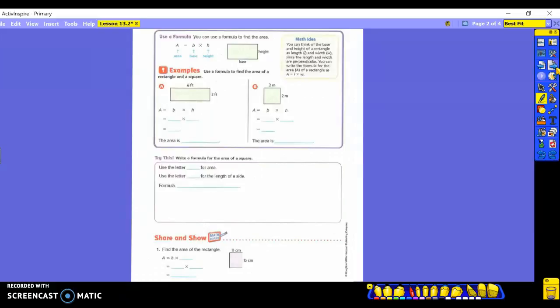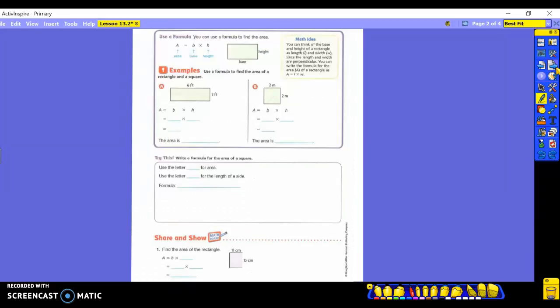So now we're going to use the formula. Give you a picture there of another rectangle, show you the base, show you the height. Could those be switched? Yes. It says you can think of the base and height of a rectangle as length and width as well, since the length and width are perpendicular. You can write the formula for the area of a rectangle as A equals L times W also. Did we talk about that? It can either be base times height or it can be length times width. Still has to be perpendicular though, right?